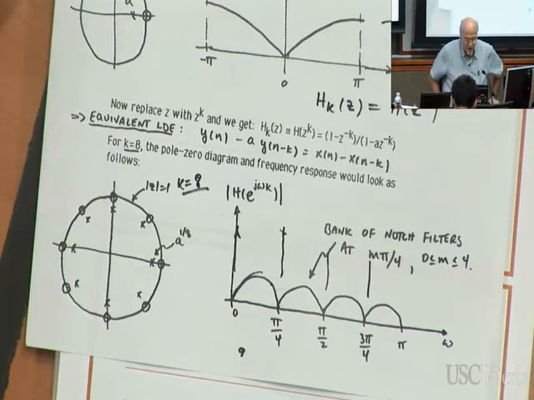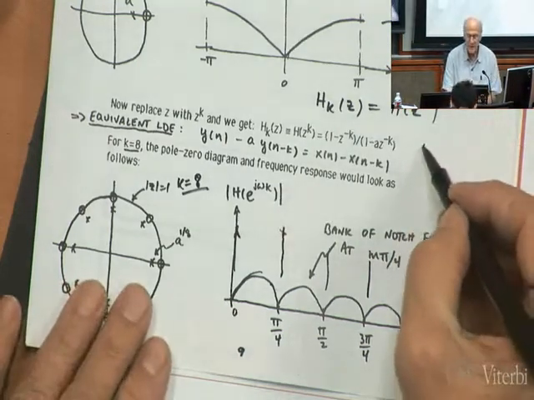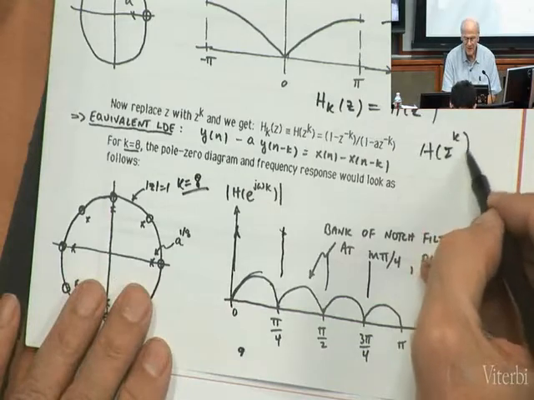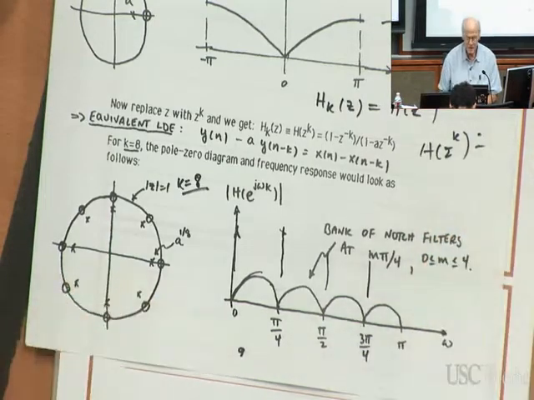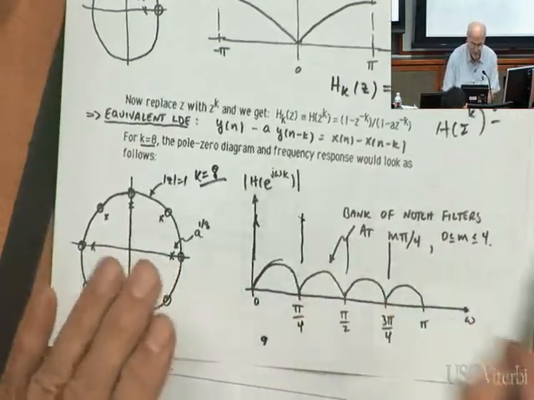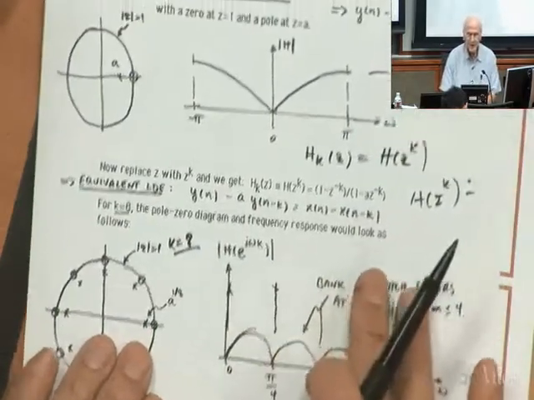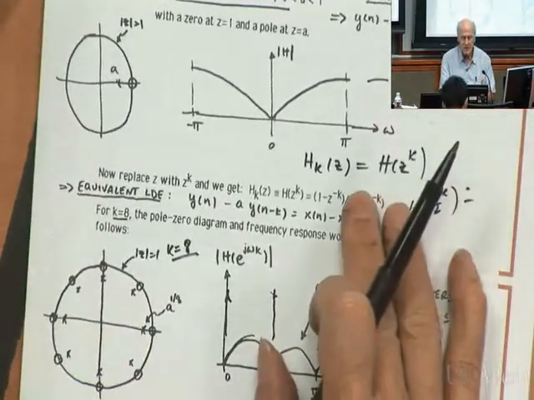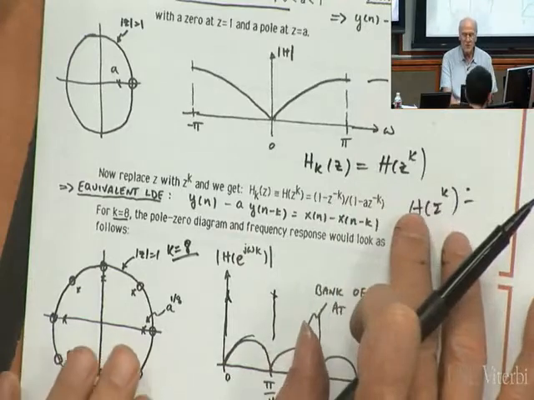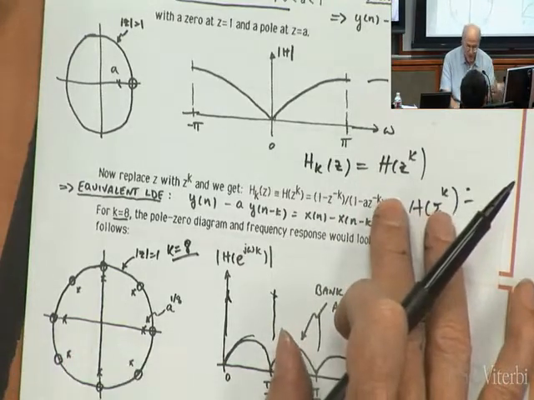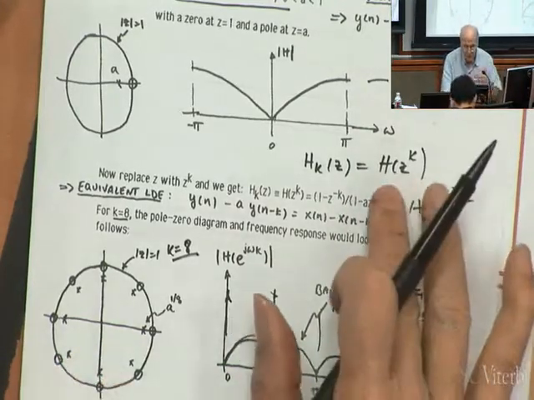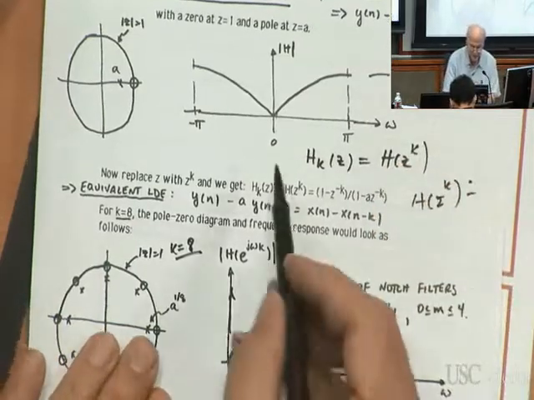Now you may wonder, how do I implement such a filter? H of z to the k, how do I implement this? In the time domain, it has a very simple implementation. You know what you do? You go to your z domain, you look at the z transform, then you transform that back through the inverse route to the time domain. And guess what you end up with?